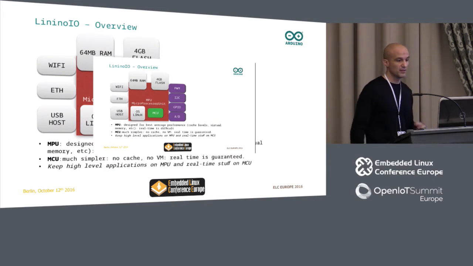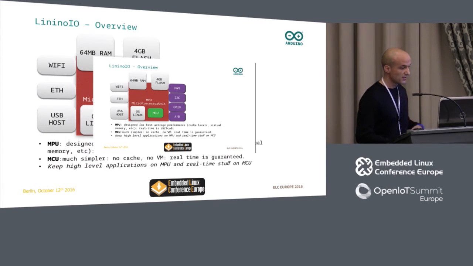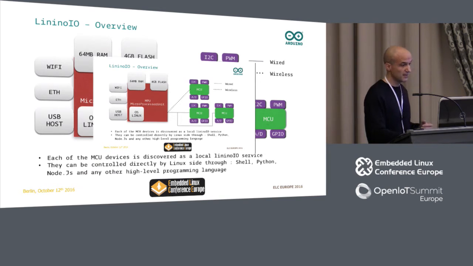Sorry. So usually, as I told before, the MPU is designed for the best average performance, with cache levels, but real time is difficult. On the contrary, the approach to the MCU is much simpler. No cache and no virtual memory. Real time is guaranteed. So you want to keep high level applications on the MPU and real time stuff on the MCU. And that's how we think about it in a remote way. Able to control many LininoIO devices, just discovering them as a local service. And then again, control them directly from the Linux side through shell, Python, Node.js, and other high-level programming languages.